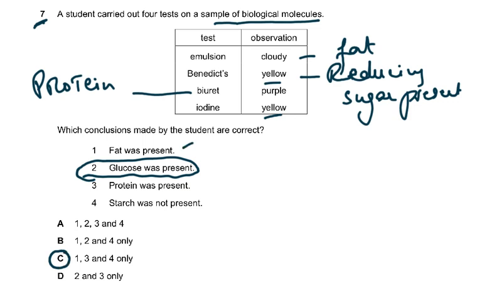Fat was present, protein was present, starch was not present. But it said reducing sugar was present. We didn't know it was glucose or fructose or whatever. So this was the catch in it, that you were not reading this question carefully. You were just looking at it and saying, okay, of course, if Benedict's is yellow, that means glucose is present. Why? It means reducing sugar is present, not glucose is present.